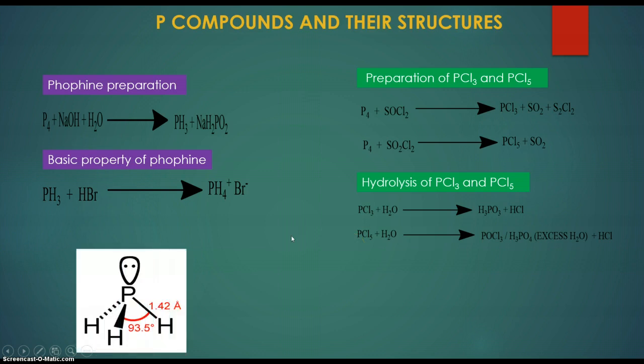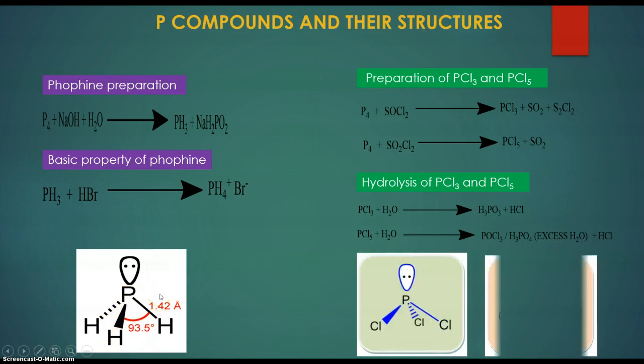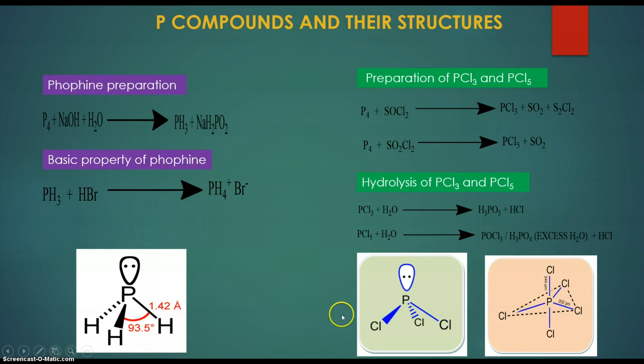Now this is the structure of phosphine. As you can see, it is a pyramidal structure where phosphorus is bonded with 3 hydrogens in a pyramidal fashion, and these are the structures of PCl3 and PCl5, where PCl3 has a pyramidal structure like PH3, containing a lone pair on the phosphorus atom, and PCl5 has a trigonal bipyramidal structure. The structures of these compounds you can also derive by the application of VSEPR theory.